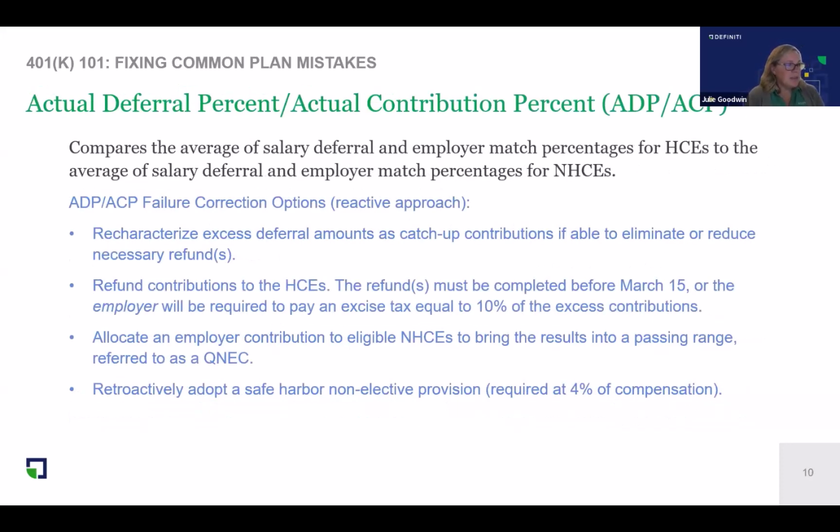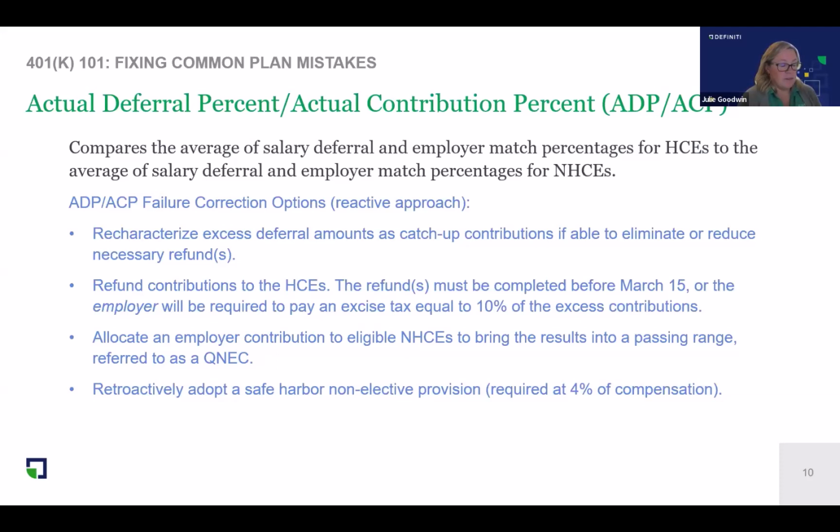The ADP test, ACP test, these are run each year for plans that don't use a safe harbor provision. What these tests do is they compare the average salary deferral and employer contributions for your HCEs to your non-HCEs. When there is a failure for each of these tests, there are options to be reactive and to correct it. So if we're doing reactive corrections, maybe part of the deferrals are being recategorized as catch-up contributions if they're eligible and over age 50.